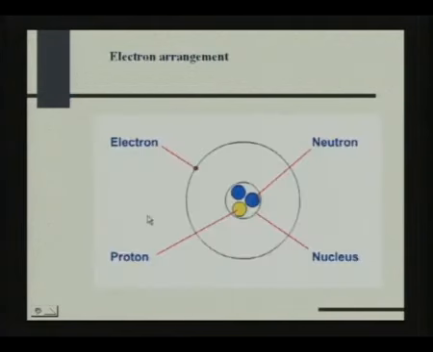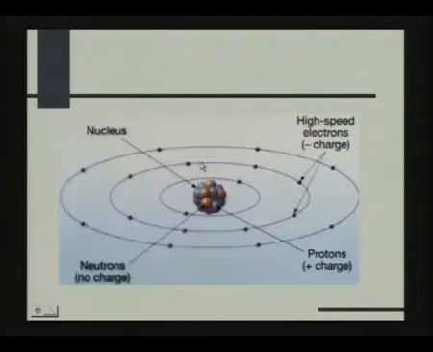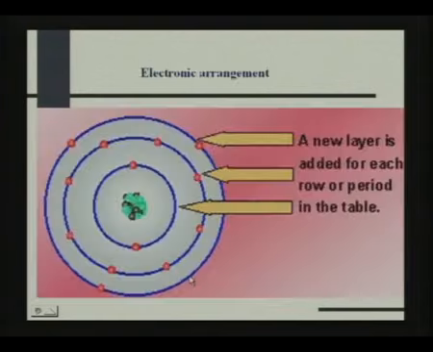Now we must remember the electron arrangement also. You should recall that there are the neutrons and protons inside the nucleus and the electrons outside the nucleus: high speed electrons moving all around the positively charged nucleus, where the neutrons have no charge but the protons have positive charge. And this is of most importance: for each row or period a new layer is being added. 1s, 2s, 3s. As you go down the rows, the periods, a new layer is being added.